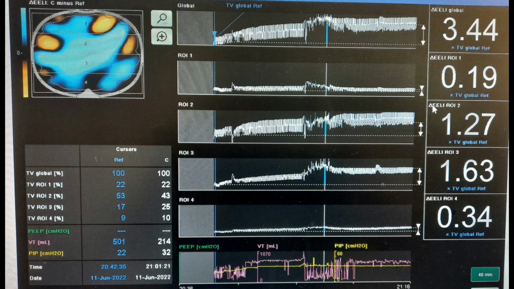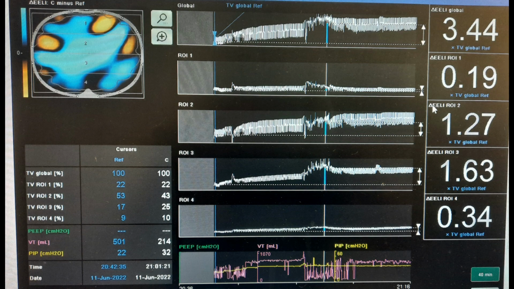And finally, the dorsal region, multiplying the impedance value of 0.34 times the reference tidal volume of 501 on the bottom left in blue, we have an increase in functional residual capacity in the dorsal region of 170 mLs. When looking at the top left of your screen, you'll see all of that blue saturation in that blue box on the top. Blue means an increase in volume.